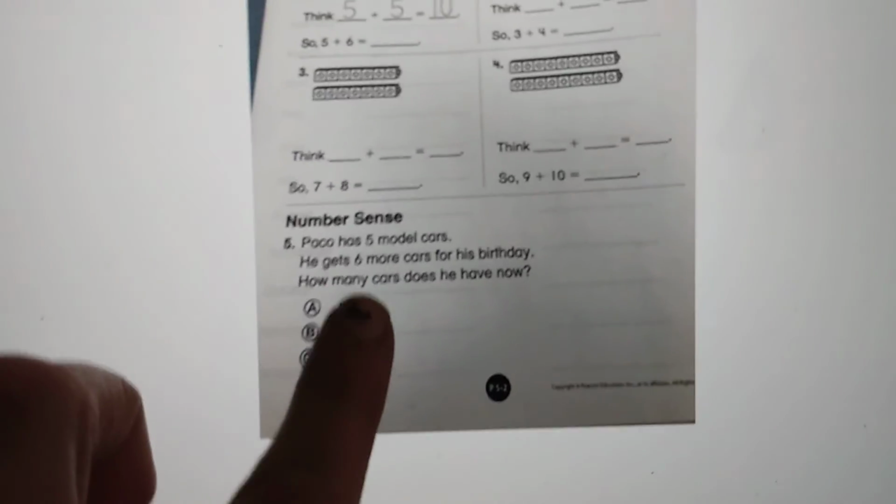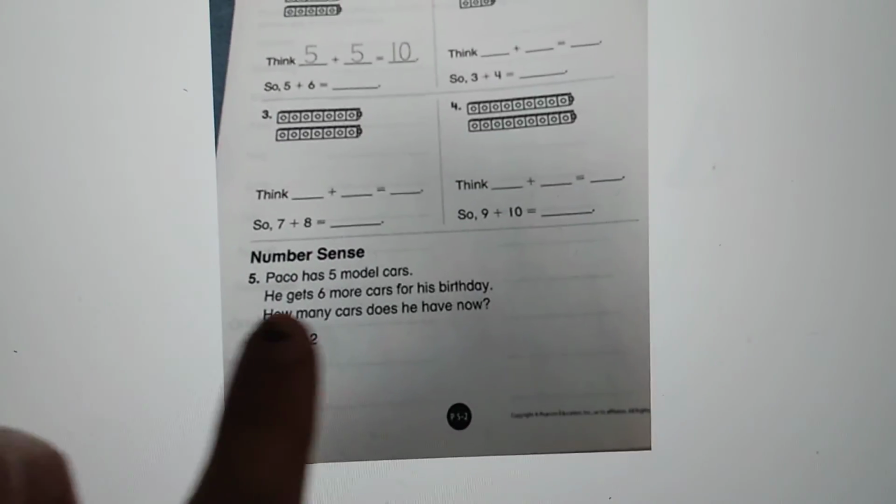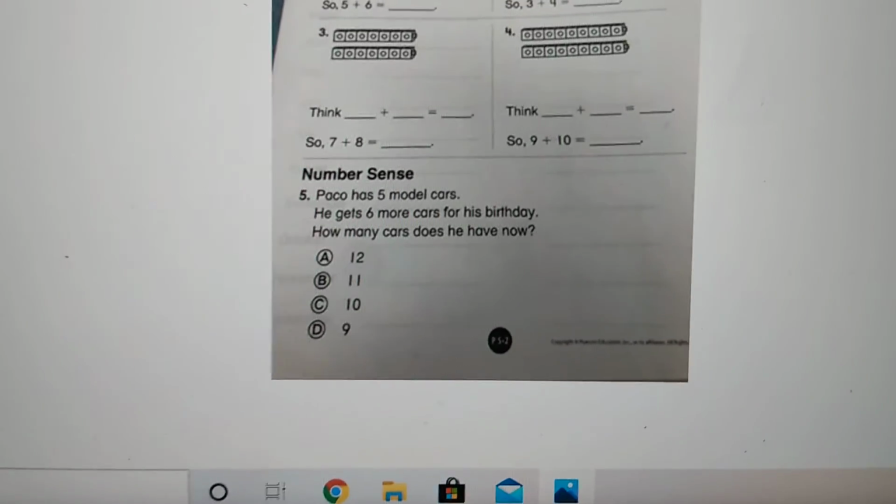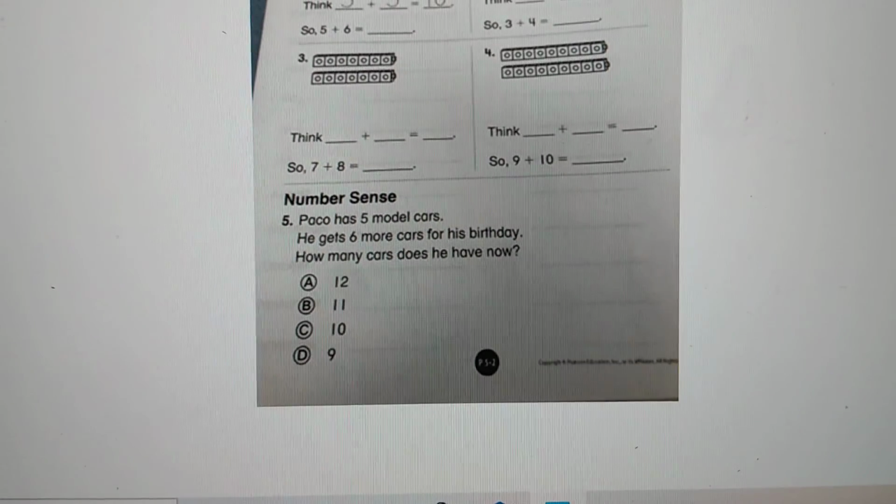And then we also have a story problem down at the bottom here. I really want you to use our doubles plus 1 strategy for this, okay? So think of a way that you can use the doubles plus 1 on our story problem.